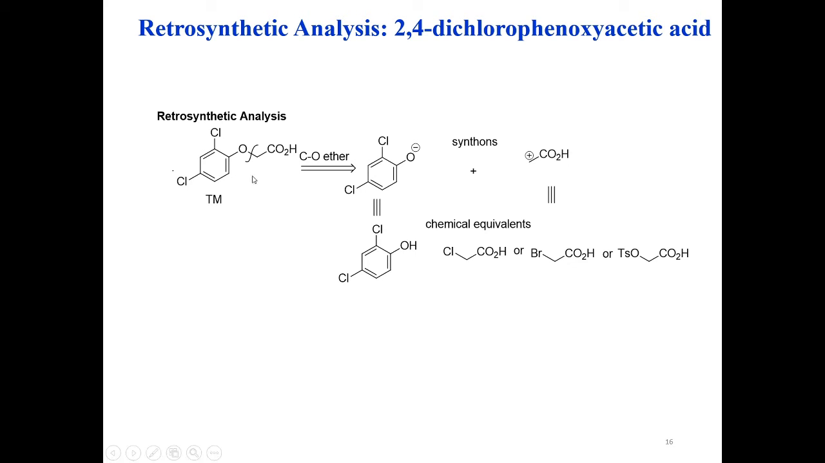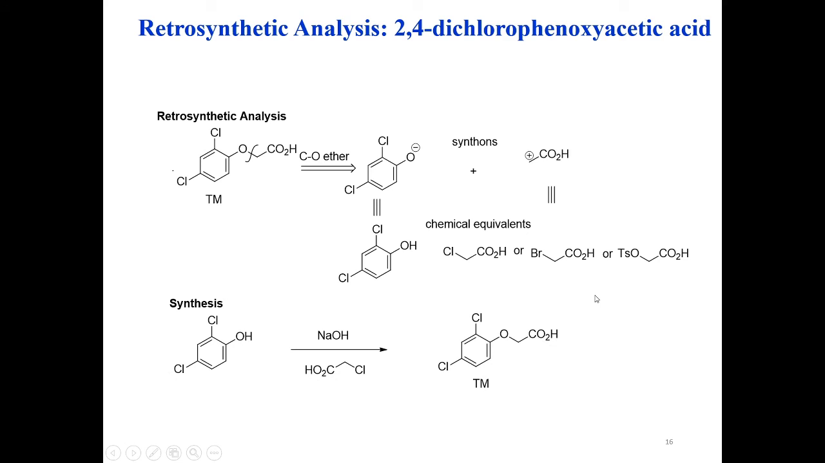So we know the ether can be prepared by using alkoxide and these synthons. Okay, this alkoxide corresponds to this phenol and this synthon corresponds to various acetic acid derivatives. So here we can use Cl, Br or tosylate.